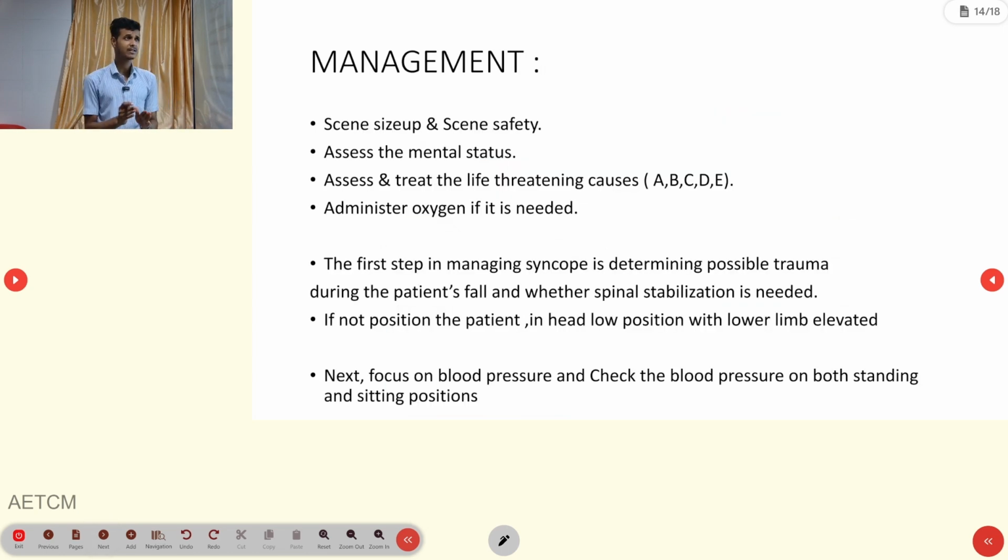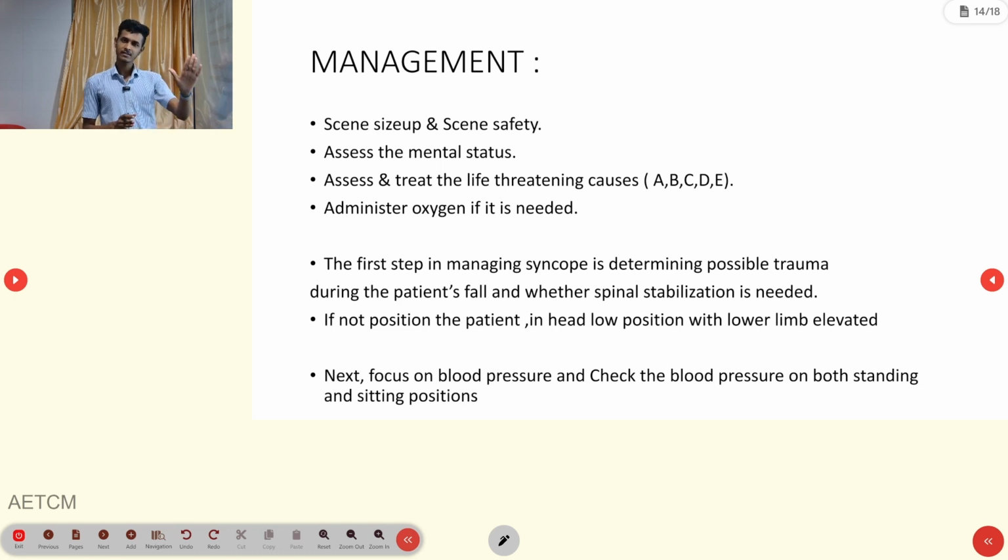Management is straightforward: scene size up, then assess the mental status, treat the life-threatening causes, and then administer oxygen if it is needed. The first step of management in syncope is to determine trauma. Again, the same thing. Even in elderly cases, with a small velocity they will get a higher level of injury. So we have to rule out any trauma related history.